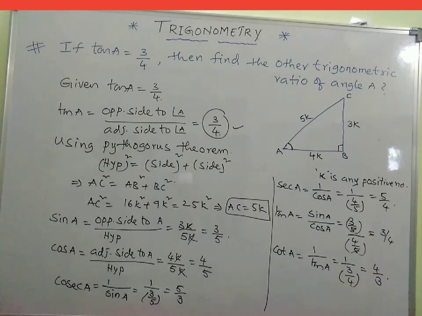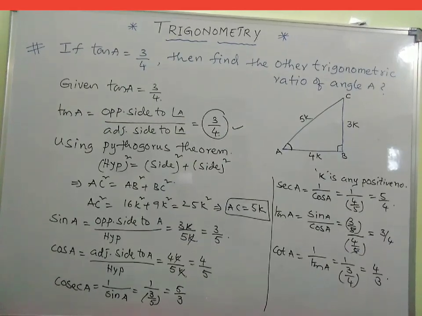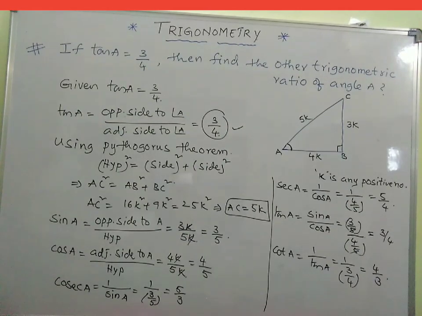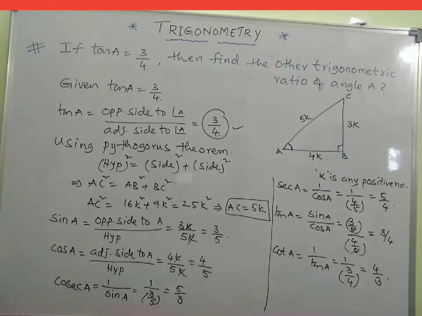So in this way, my dear, if you know one trigonometric ratio, then with the help of a right angle triangle, using the Pythagoras theorem, we can find out all the other trigonometric ratios, right?